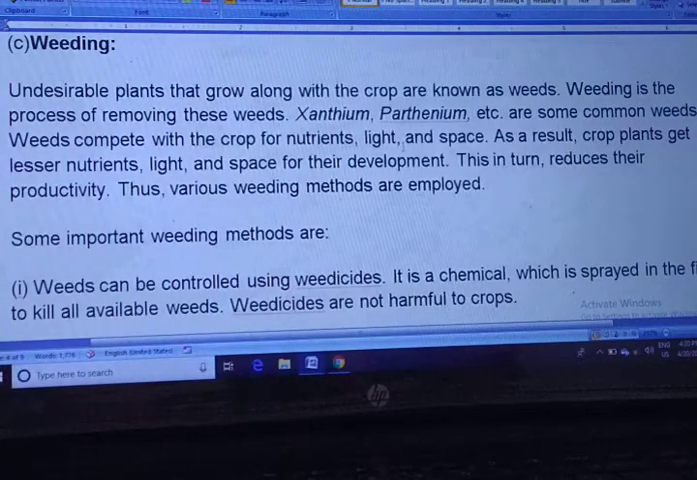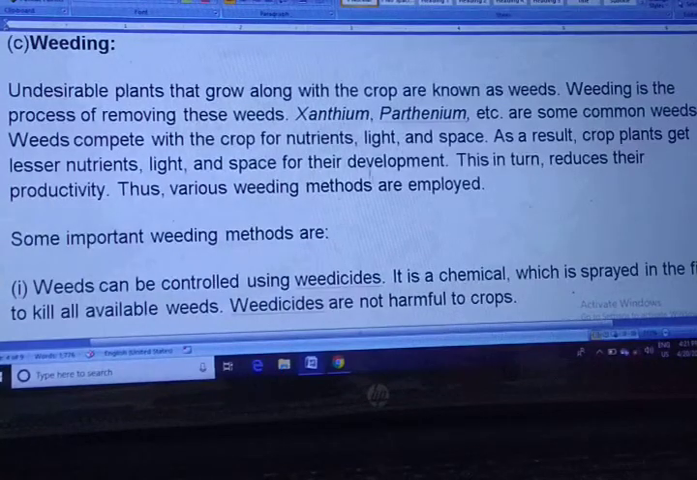You may have heard that sharing is caring. So what happens? These plants share their nutrition with these unwanted plants. Similarly, the crop plants do not get a sufficient amount of nutrition because the unwanted plants take it. So as a result, crop plants get lesser nutrition, lesser light, lesser space for development. This in turn reduces their productivity. So there are some weeding methods that are employed.